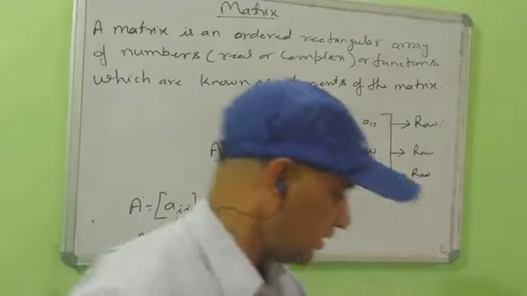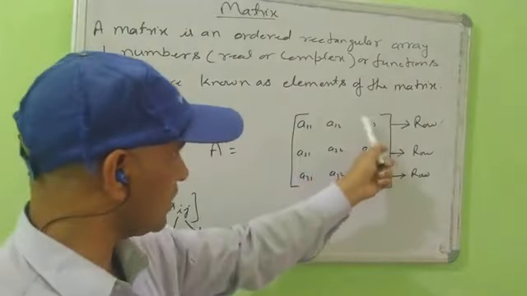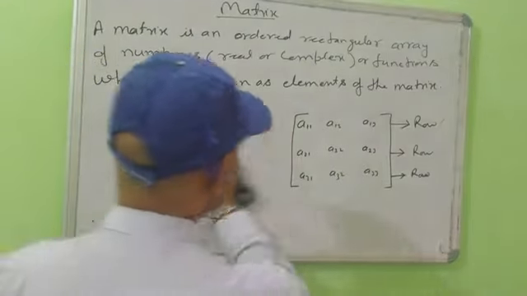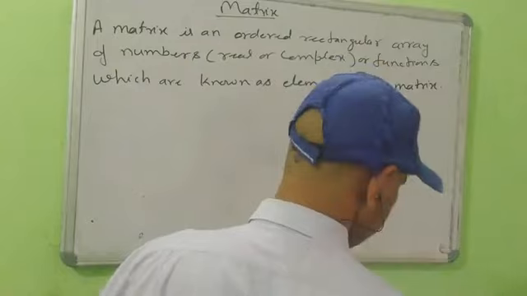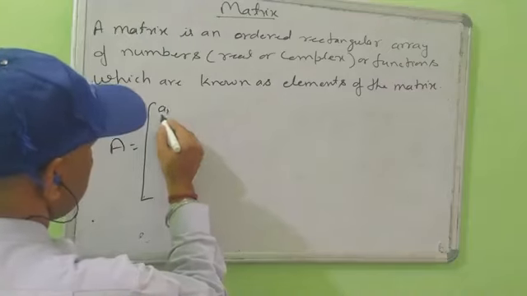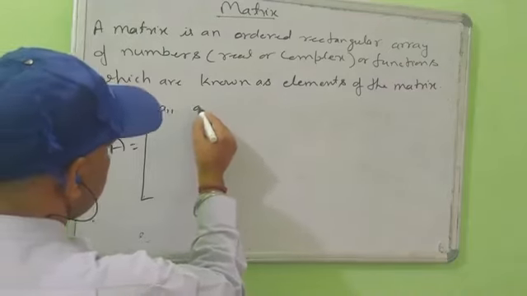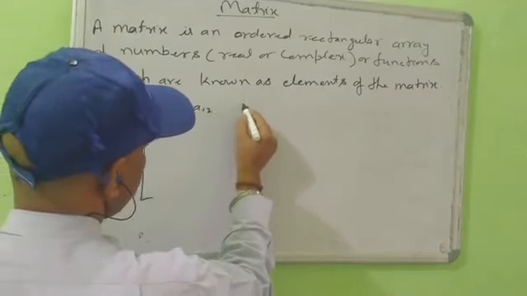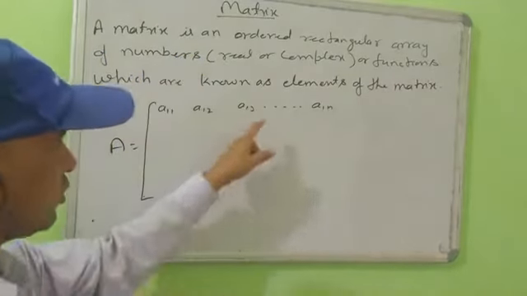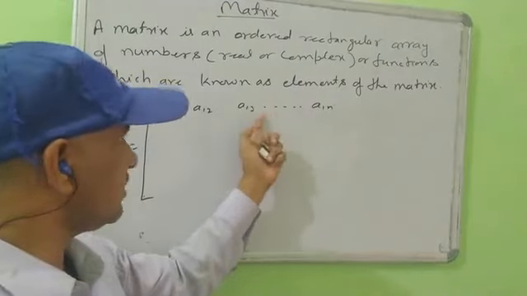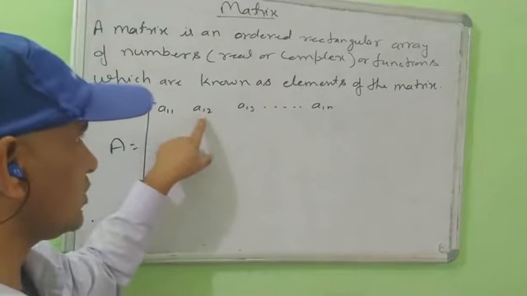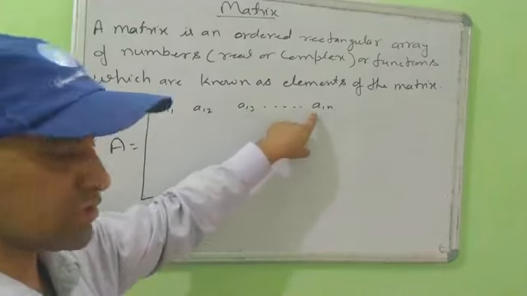Now, what is the large form of this matrix, with its rows and columns? Let's write it. In the large form we write a11, first row first column, then first row second column, first row third column, dash, dash, dash, up to first row, nth column. The dashes mean continuing up to the nth column.